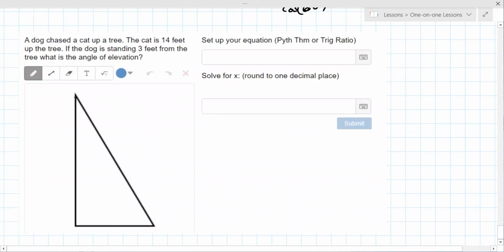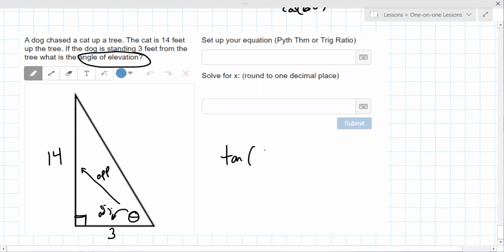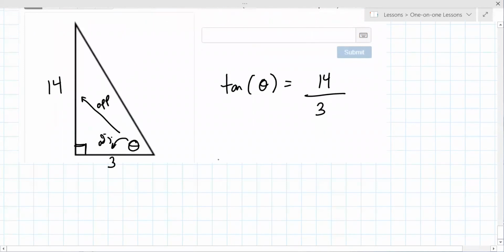Okay, this is the tree, obviously. The dog is standing 3 feet from the tree. The cat is 14 feet up the tree. They want the angle of elevation. So that's theta here, theta or x, whatever you like. This is a right triangle. I should have drawn that in. Relative to this angle, 14 is across, but that's opposite, not adjacent. The 3 is adjacent. Adjacent means next to. Tangent of theta equals the opposite, which is 14, over the adjacent, which is 3. So just like two problems ago, the way to undo the trig function here is to use the inverse function of it, and you do it to both sides.